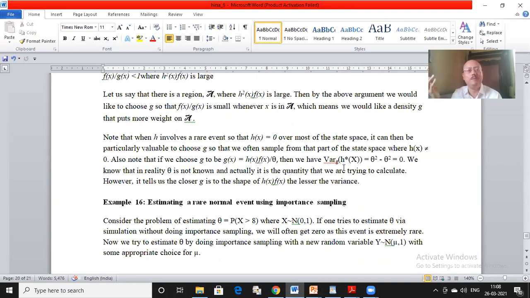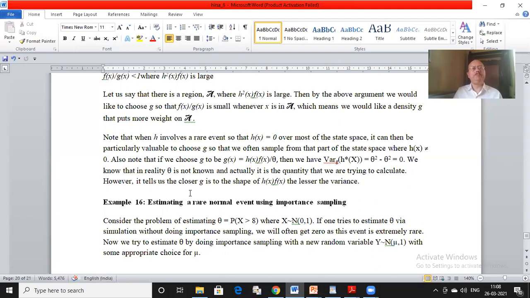Perfect in the sense the variance will be 0. But of course, that never happens. Theta is never known in reality, and that is our target. So what we really try to do is get an idea about the shape of hf.